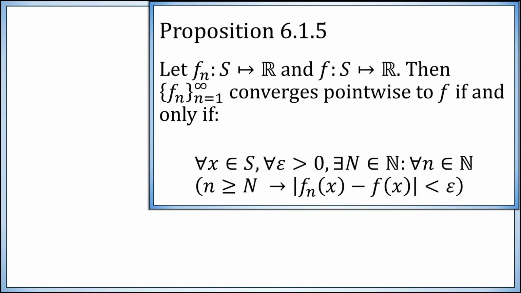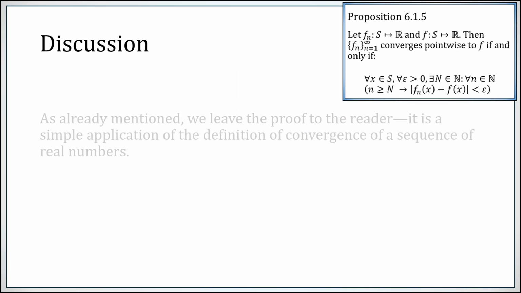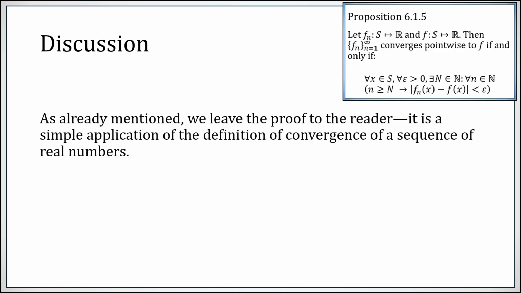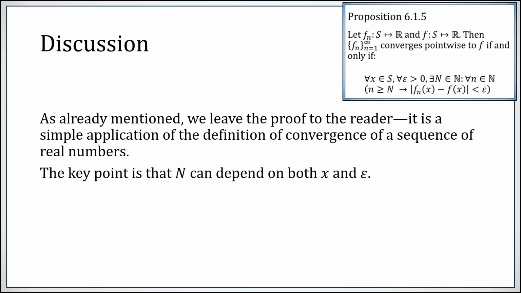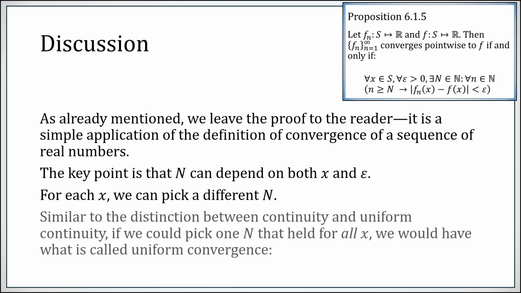As we discussed, we're not going to prove this here. It's really just applying what it means by definition for a sequence of real numbers to converge. This was one of our earliest definitions back in chapter 2. The key point is that the capital N that you have to show exists is allowed to depend on both x and epsilon. So for every x, for every epsilon, you can pick a different N. If you pick epsilon, and then you let x change, you might be changing which capital N exists.